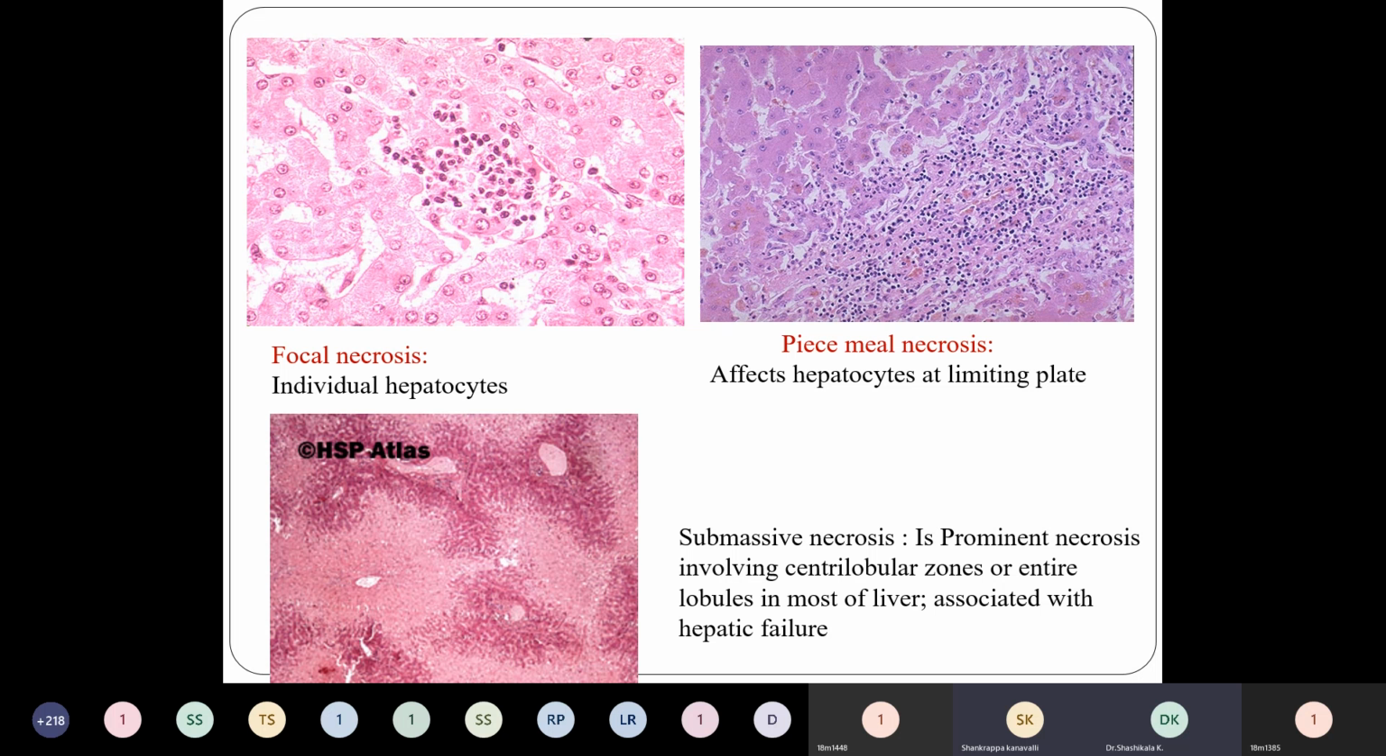Next, you have the focal necrotic lesion with neutrophils and necrotic debris. This is called piecemeal necrosis, which affects the hepatocytes. It is irregular necrosis along with neutrophilic infiltrate, especially polymorphs, at the limiting plate. And this is a massive necrosis, called submassive necrosis. It is prominent, involving the centrilobular zones or the entire lobules in most of the liver, and is associated with hepatic failure.